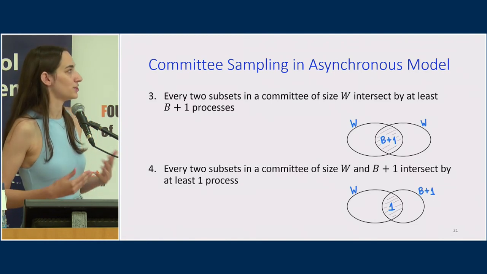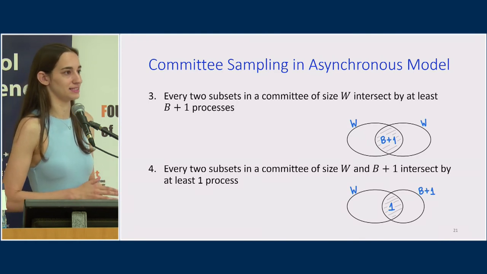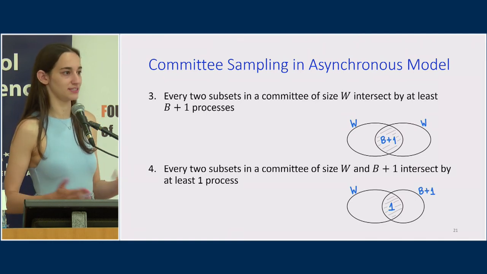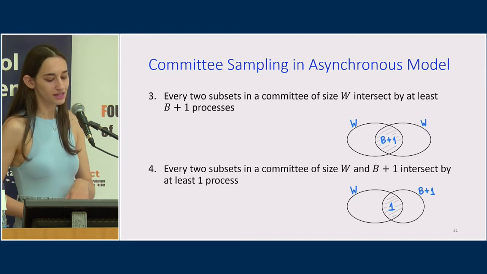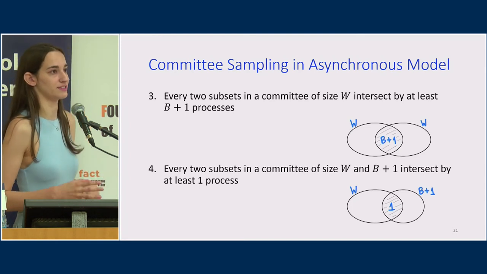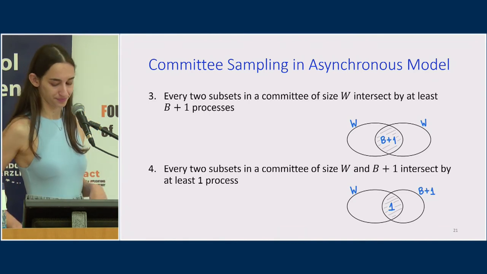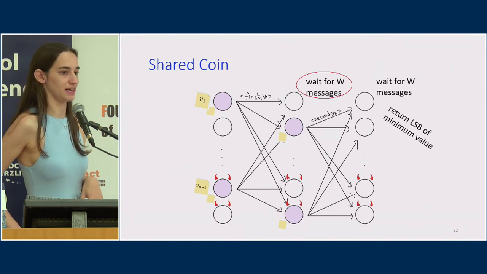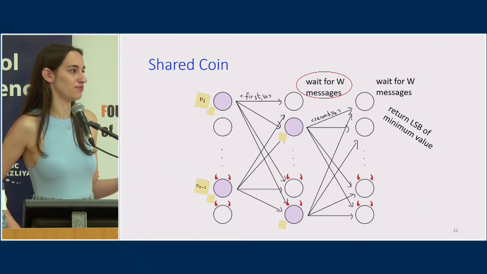So we show that any two subsets of size W will intersect by at least B plus 1, like the intersection of two n minus f sets. There is at least one correct process in the intersection, and every two subsets of size W and size B plus 1 will intersect by at least one. So now we can take our algorithm and just replace this n minus f with W, and hopefully everything will be okay. Hopefully, meaning with high probability, these Chernoff bounds will hold.